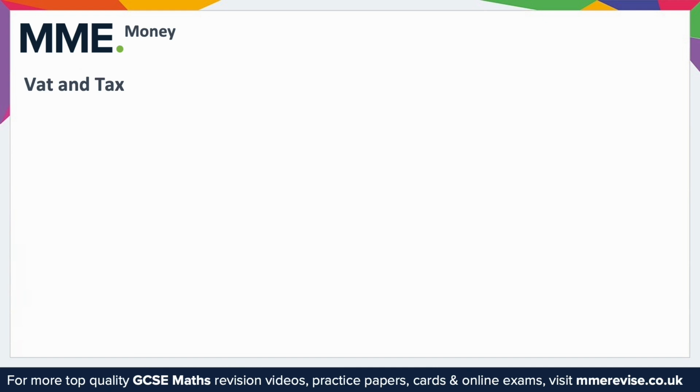VAT and tax. Income tax is a financial contribution that you make on the money that you earn. The first £12,570 is tax-free, as in you don't pay tax on it at all, and this is called your personal allowance. There are 3 tax bands for income greater than £12,570.